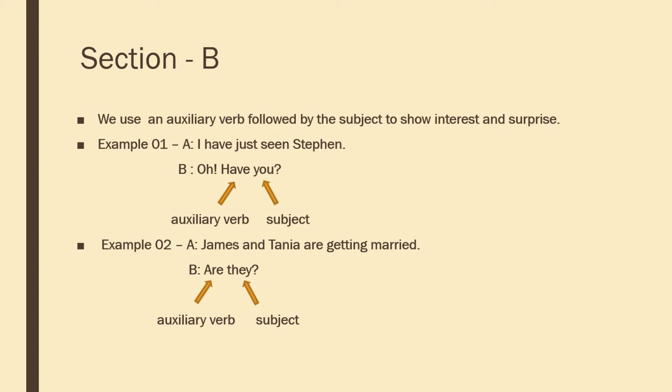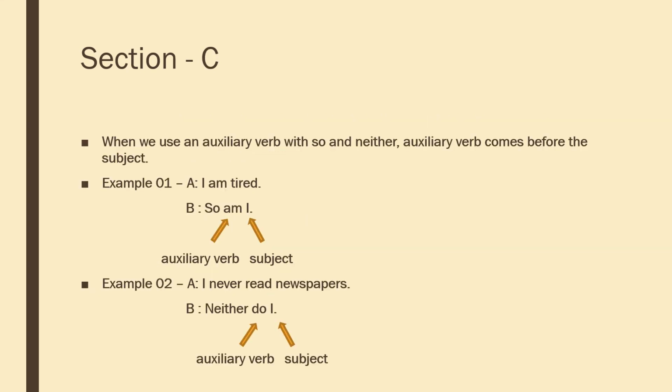The second example is A said, "James and Tanya are getting married." B asked, "Are they?" In this line, are is the auxiliary verb and they is the subject.